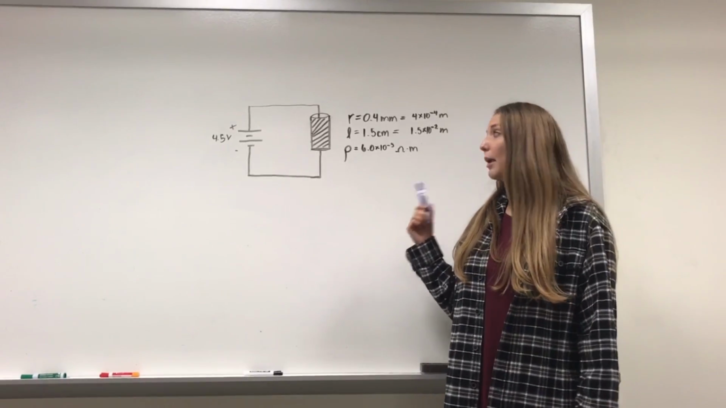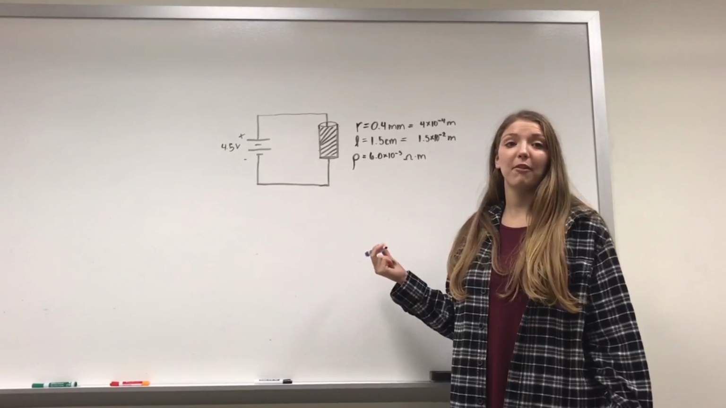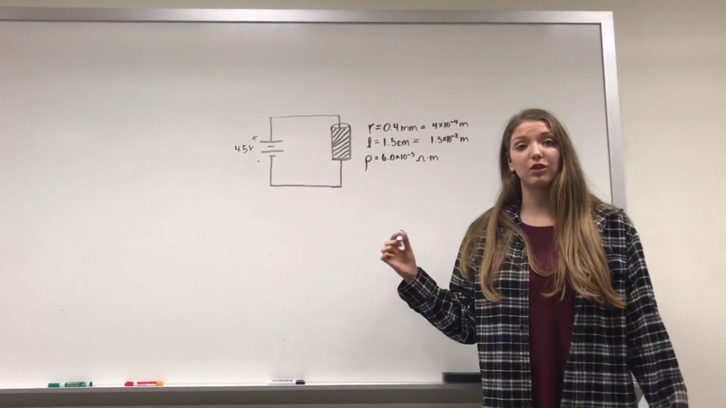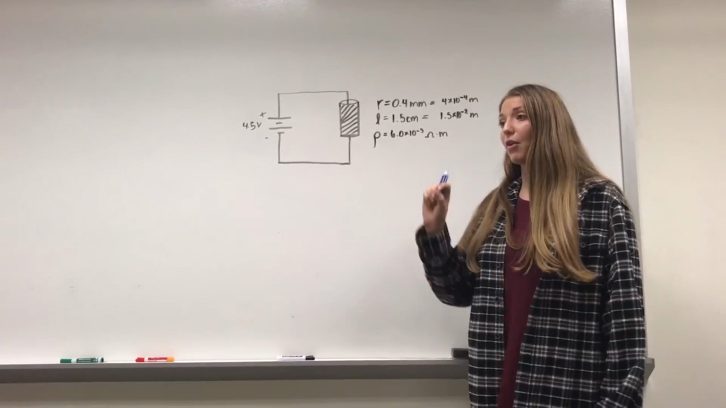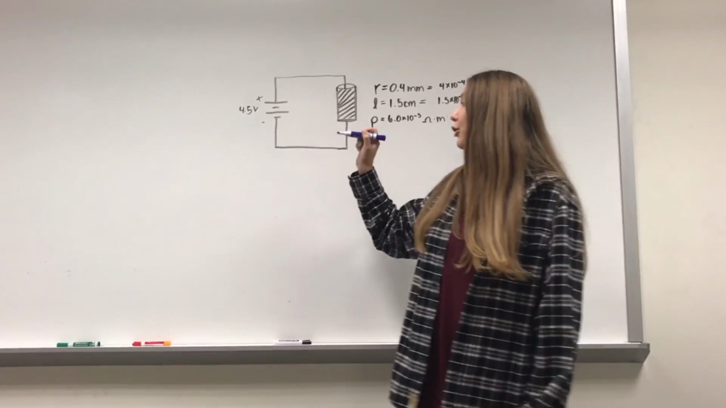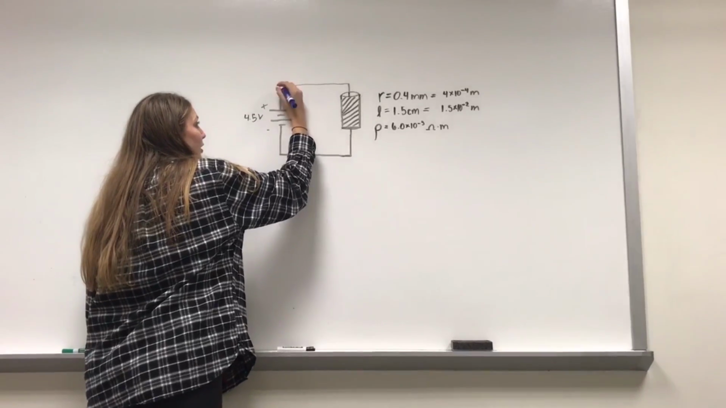So we're doing problem 8, and we're starting with part A, where we're trying to find what the current is and in what direction the current goes. So we know that current will flow from positive to negative on the battery. So we know the current is going clockwise. So we have current in this direction.